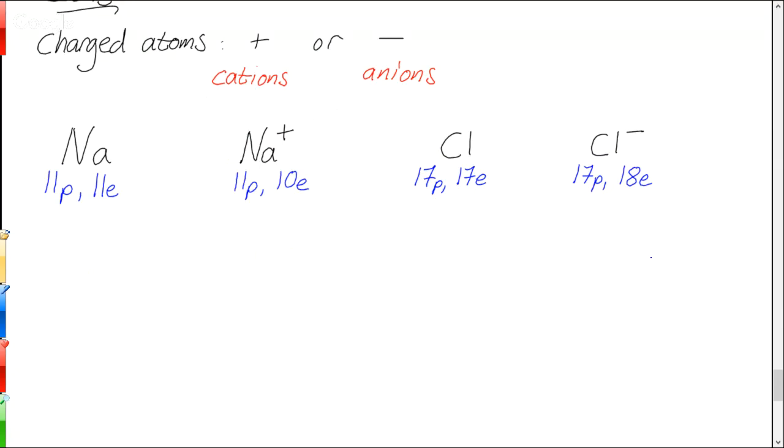You can also make ions that are more than just one change. So for instance, oxygen tends to make a -2 ion. Plain old neutral oxygen would be 8 protons and 8 electrons. And oxygen 2-, which is called oxide, would be 8 protons and 10 electrons. Take them away. Yep, exactly.